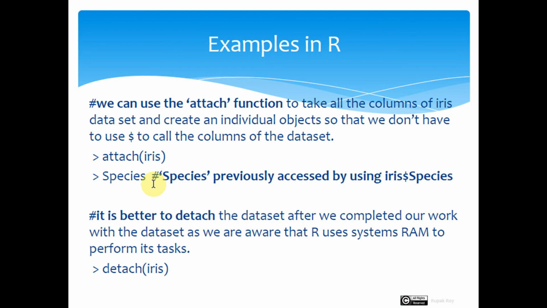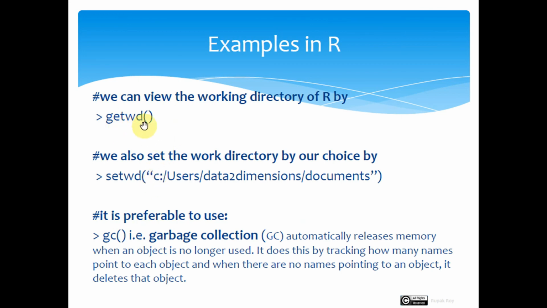To view the current working directory of R, type getwd, that is, get working directory. And of course we can change it by defining our desired location in the setwd function, that is, set working directory. Similar to detach, we can also use garbage collection, gc in short, to automatically release the memory when an R object is no longer used. It does this by tracking how many names point to each object, and when there are no names pointing to an object, it deletes the object. By default, this function is already enabled.